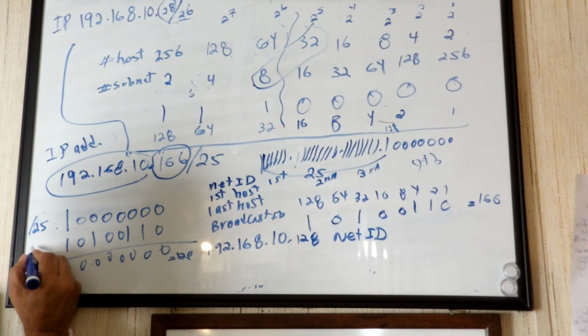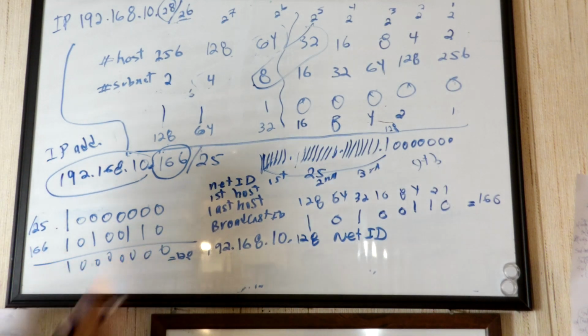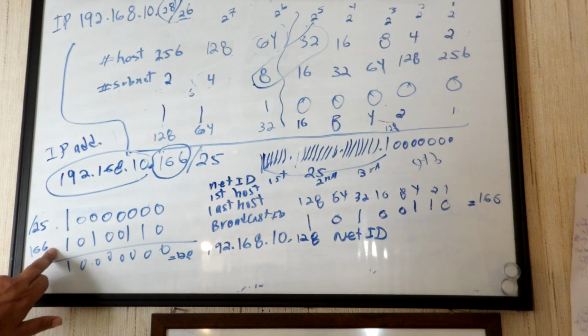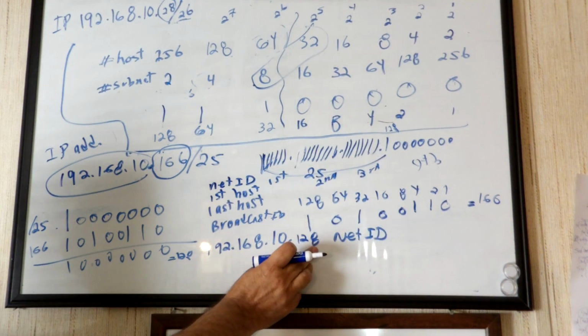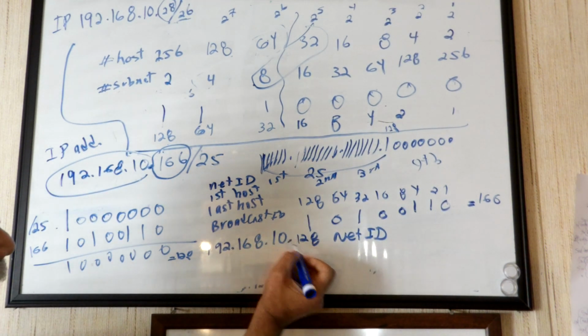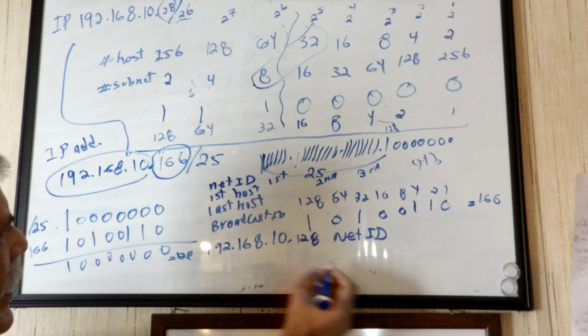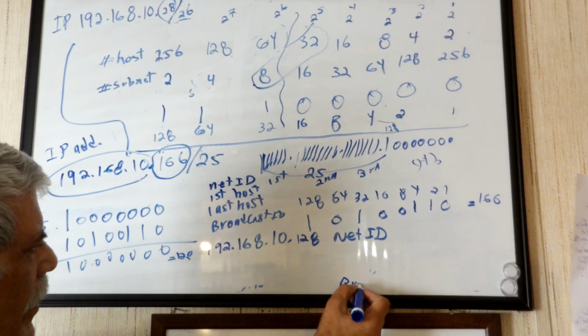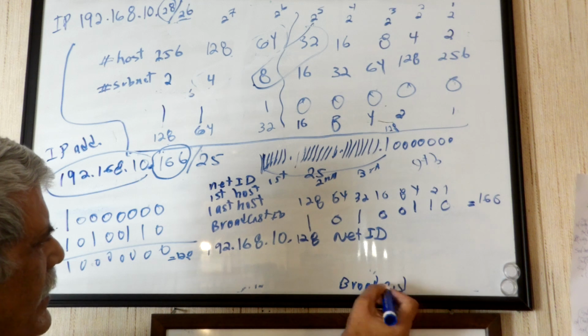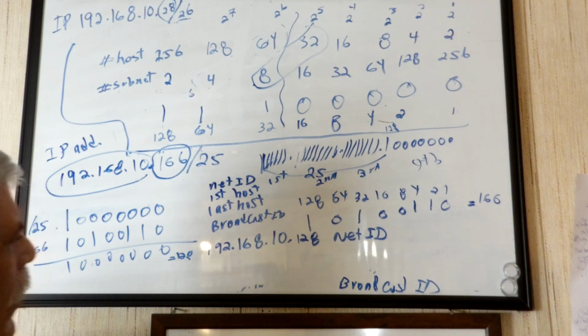And this is for 166. We write it in binary. The decimal number 166 in binary is going to be this, and we say this is the network ID. Then the next thing we write is the broadcast ID.